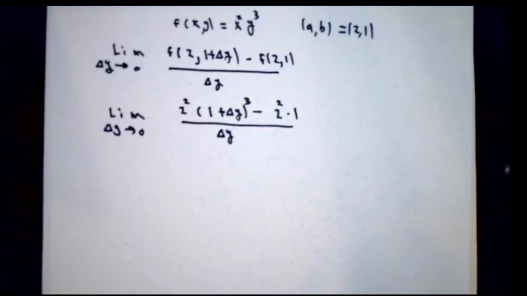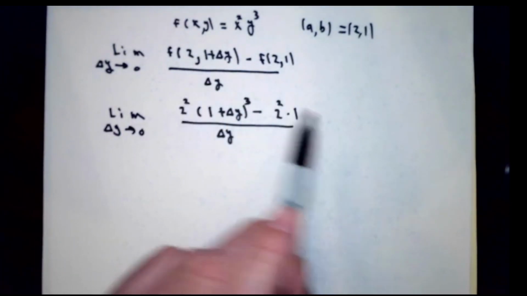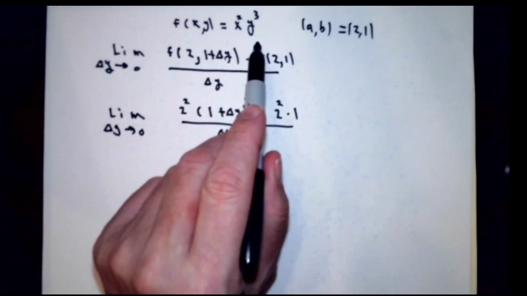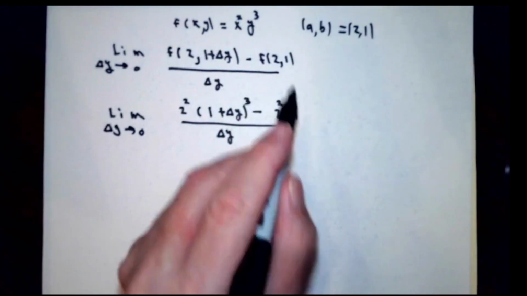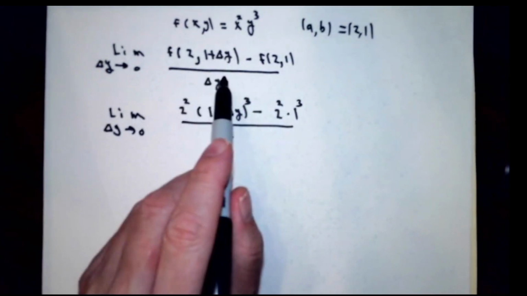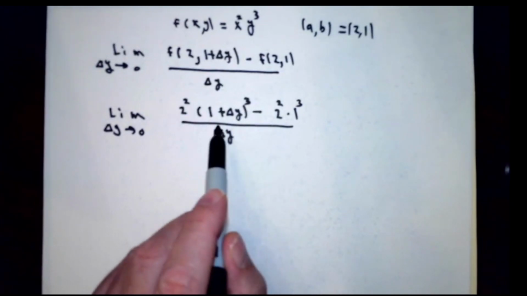In a similar way, if I want to look at the partial of f with respect to y at the point (2, 1), this time I'm going to leave the x fixed at its value of 2 and let the y vary a little. This time, x is 2 in both function values, y is one thing or the other. f of x, y, which is x squared y cubed, is 2 squared times 1 cubed. f of (2, 1 plus delta y) is 2 squared times the cube of (1 plus delta y).